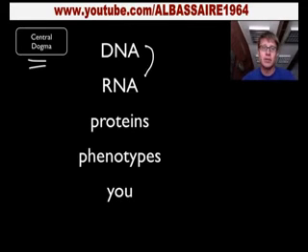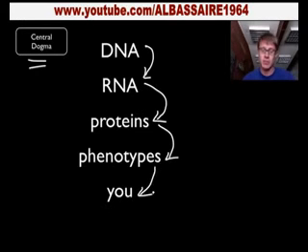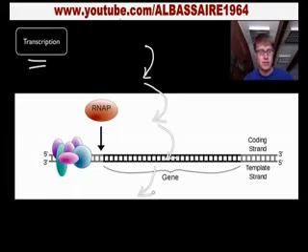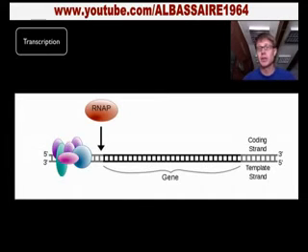Well, the central dogma explains how DNA makes RNA, and that process is called transcription. RNA will then make proteins. The proteins make the phenotypes, and the phenotypes eventually make you. And so the central dogma explains how we can go from DNA to actually you. The first step is going to be called transcription. I always remember the script means to write.